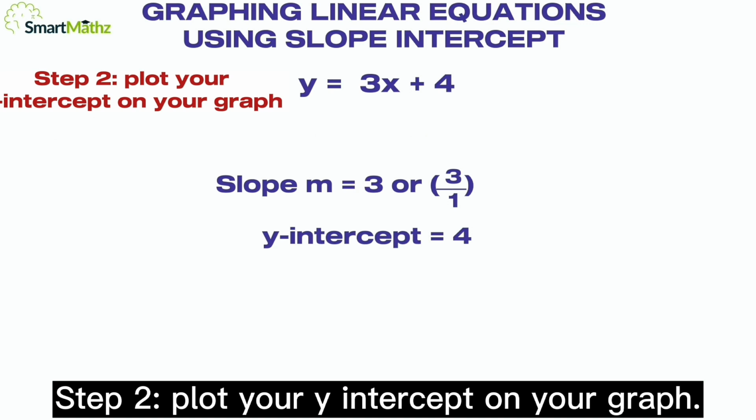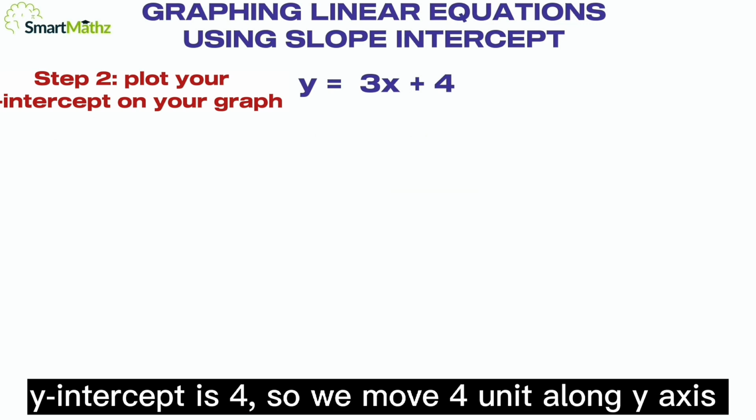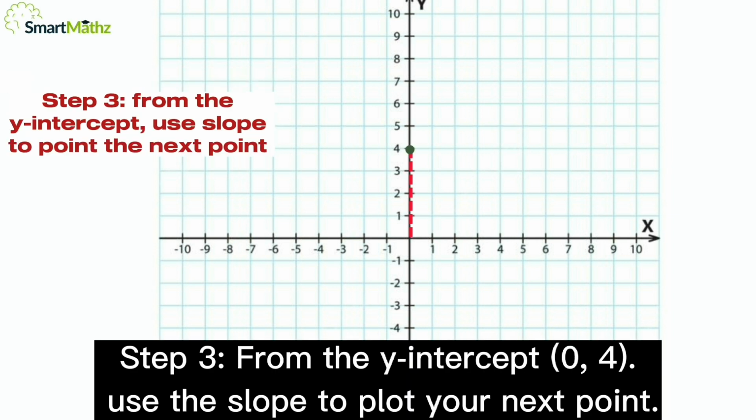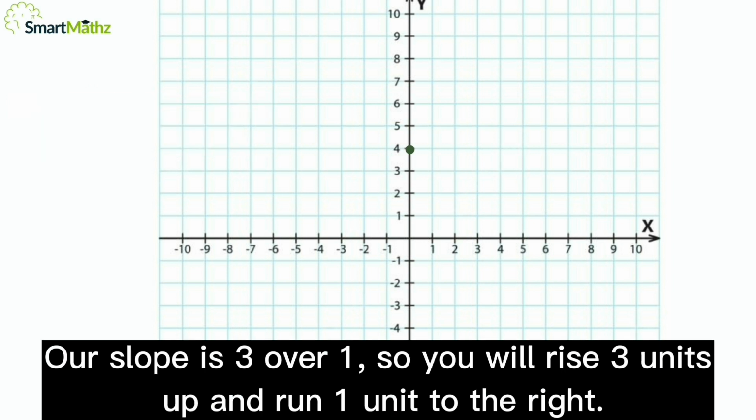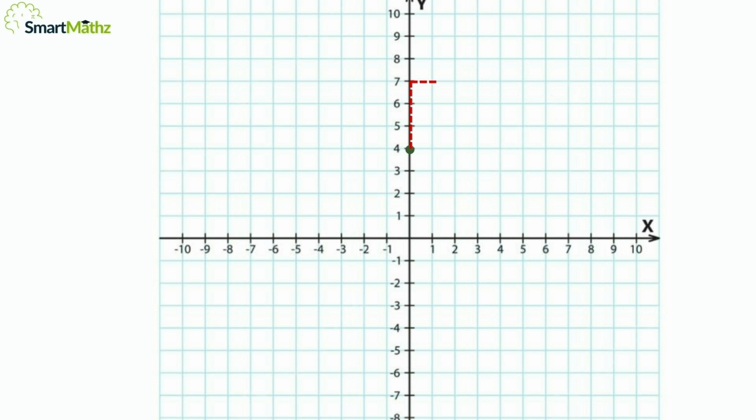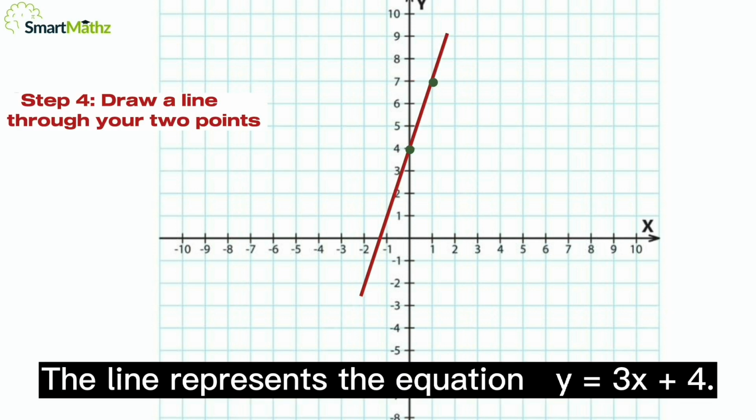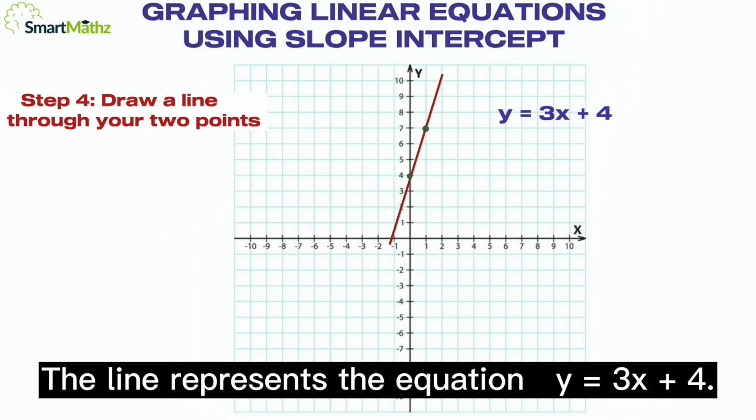Step 2. Plot your y-intercept on your graph. The y-intercept is 4, so we move 4 units along the y-axis. Step 3. From the y-intercept (0, 4), use the slope to plot your next point. Our slope is 3 over 1, so you will rise 3 units up and run 1 unit to the right. Step 4. Draw a line through your 2 points. The line represents the equation y equals 3x plus 4.